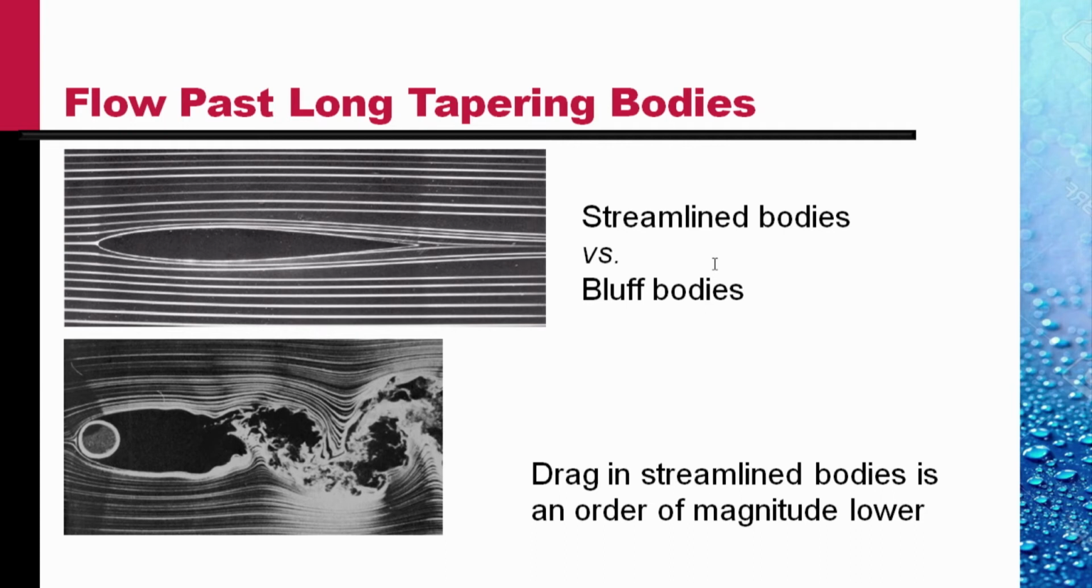In the lower picture, we have a cylinder which does not have a long tapering tail. It is a bluff body, and in this we get a large wake, a highly disturbed flow. In the first case of the streamlined body, the pressure at the front, which is pushing it, recovers at the back, and the pressure is pushing it forward from the back. And so these pressure differences cancel out and we have low drag. In the second case, the pressures in the front of the body are much larger than pressures at the back. And so there is a large drag. Drag of a streamlined body is an order of magnitude lower.